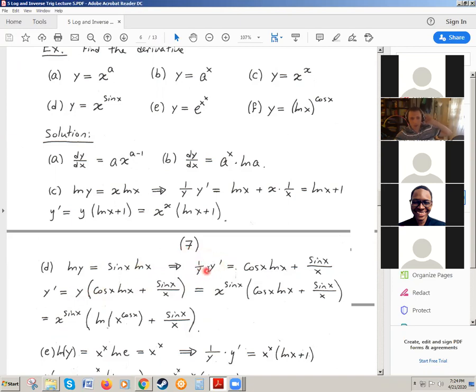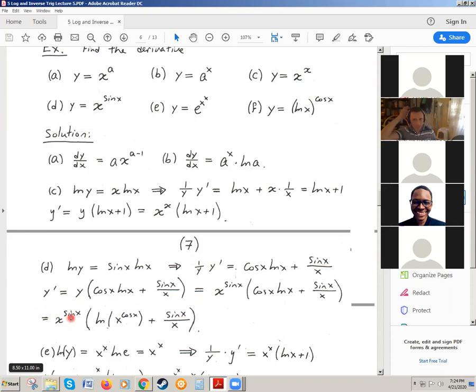You have 1 over y times y prime, and remember that you are solving for y prime. You were asked to find the derivative of this function, which is simply replaced by y, right? So this is what you need, and that's why you multiply by y to get y prime on the left, and then here you have to replace what y is equal to. It's x to the sine x.